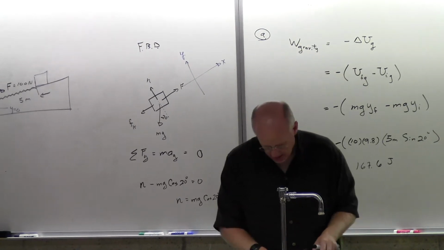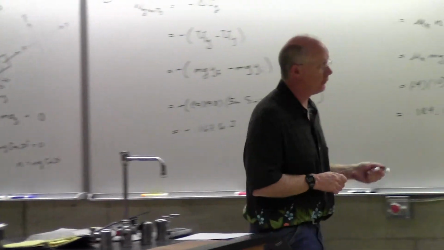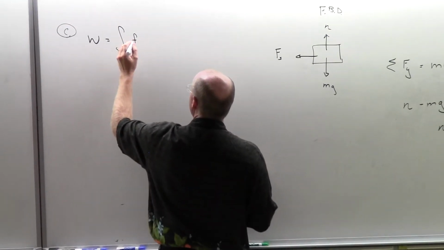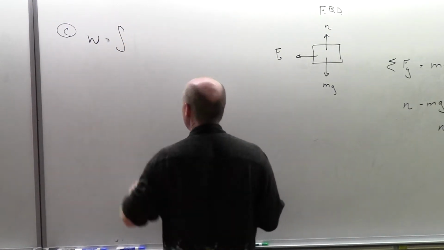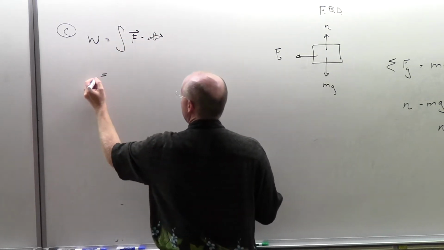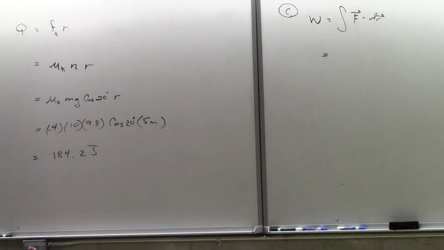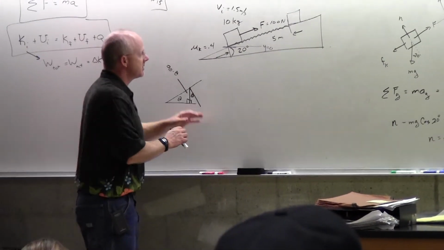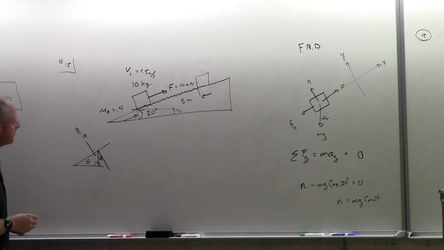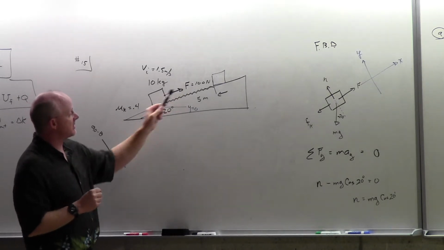Well, moving on to C, how much work is done by the 100 Newton force? Well, again, the general idea of work is our force, and this time I'll use a capital F since we're not talking about friction, but it's force dot dr. And so let's apply this to what we have here. And so this guy's getting pulled up, pulled up, pulled up. And so the force is always along the incline.